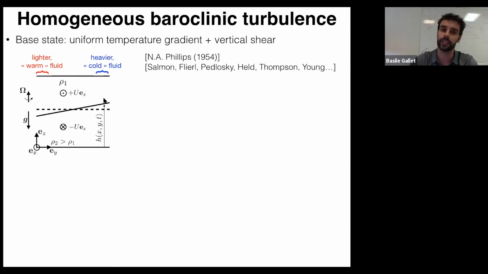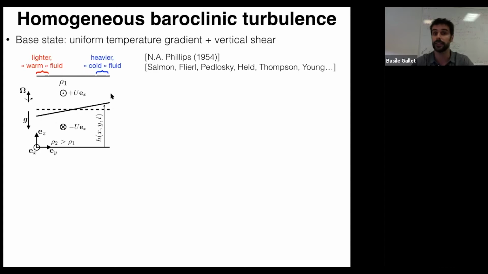Okay, but if you have a tilt of the interface, you also have a gradient in the meridional direction of vertically average temperature. On this side of the domain, the fluid is colder on vertical average because I have more cold fluid here. Here I have more warm fluid, so the fluid is lighter on vertical average, which means I have a temperature gradient in the meridional direction in this system. So this is the base state of the system.